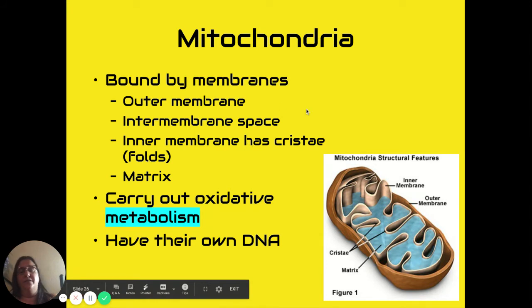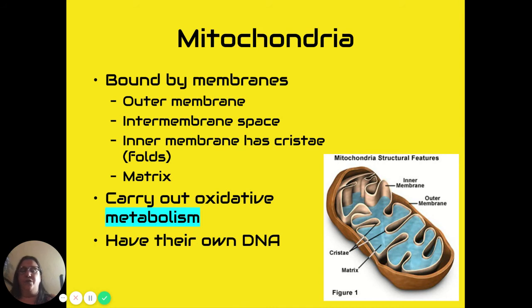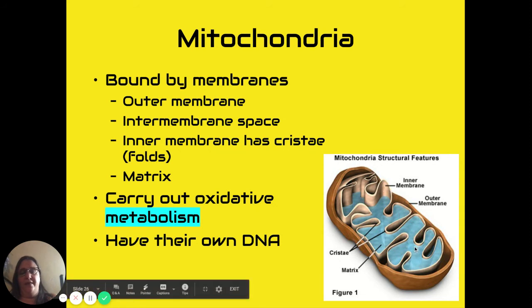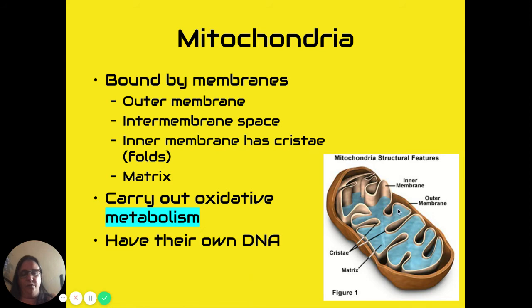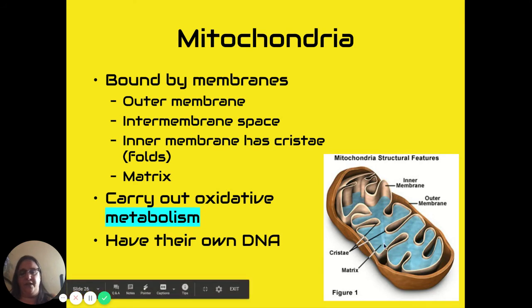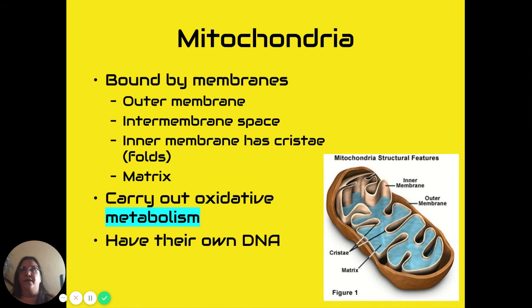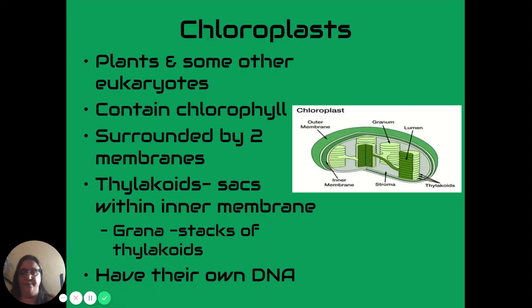So mitochondria, that's where metabolism is carried out. So that's where we're going to turn our food, our glucose, into ATP energy. It has membranes. It has an outer membrane, and it has an inner membrane. And then the inner membrane has folds or creases in it, which we call cristae. Inside of that inner membrane is a matrix, and that's where a lot of the processes of metabolism are going to happen, which we'll talk about in our next unit.